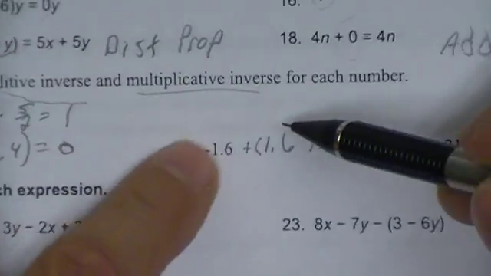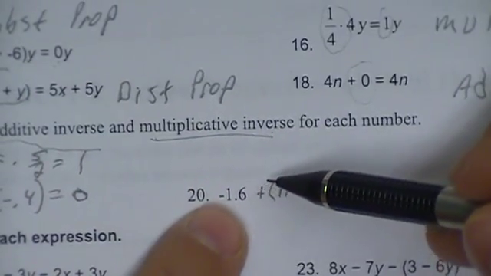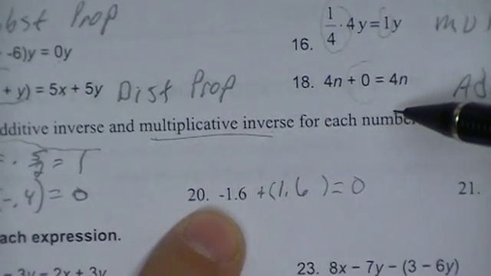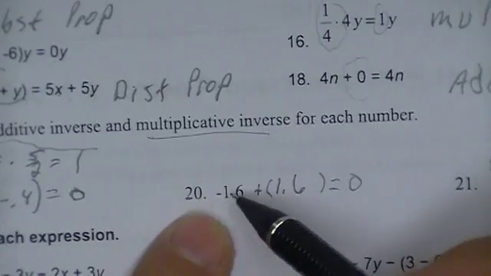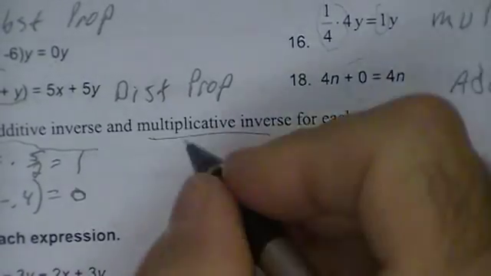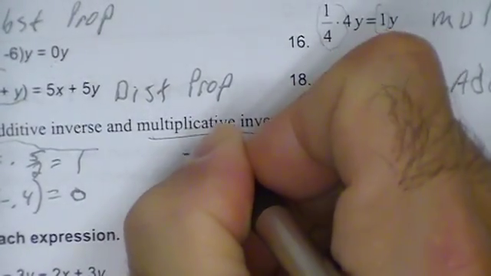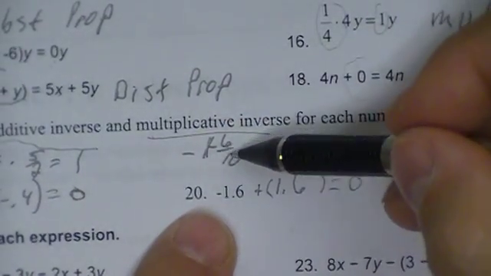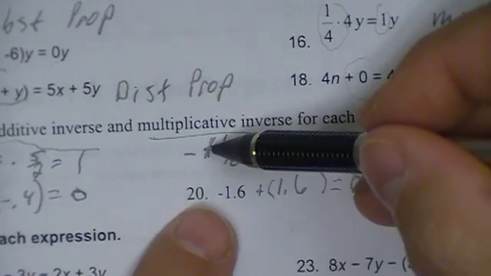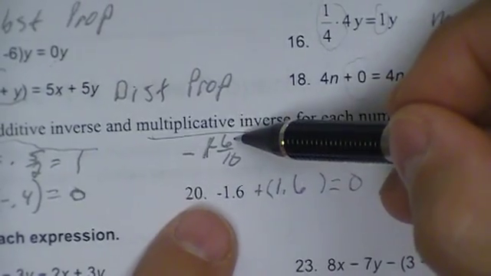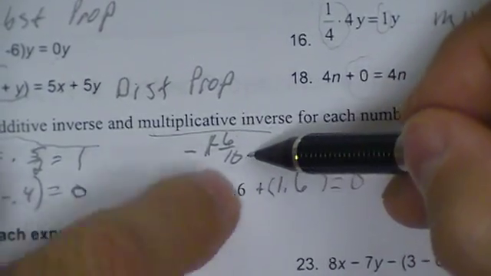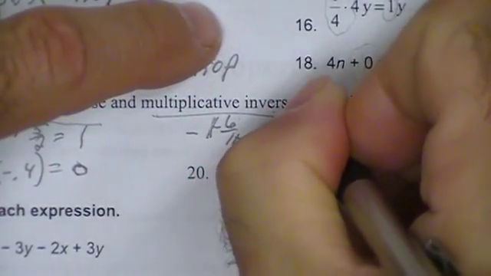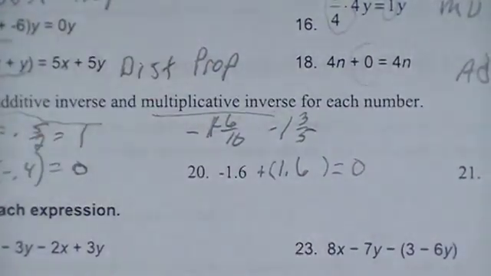Okay, so let's change this to a fraction, reduce it, and then flip it. So number 20, okay, that's negative 1.6. So that's negative 1 and 6/10, right? So let's reduce this, or you can turn it into an improper fraction and get 1 times 10 is 10, plus 6 is 16 over 10, and then reduce it, but I could just reduce this and get negative 1 and 3/5.